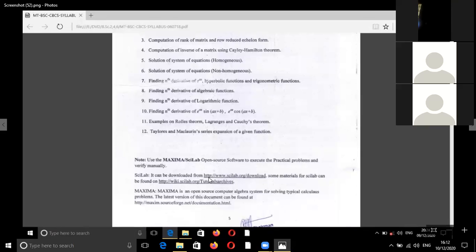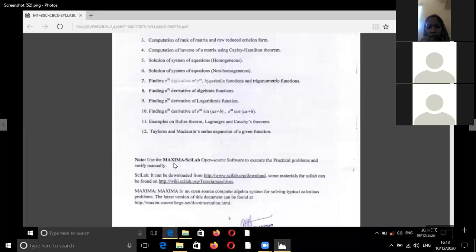And here you see the practicals. For practicals, there are two softwares. One is the Maxima and the second one is the Scilab. Here we are using only the Maxima. These two are open source. You can collect the software from online.